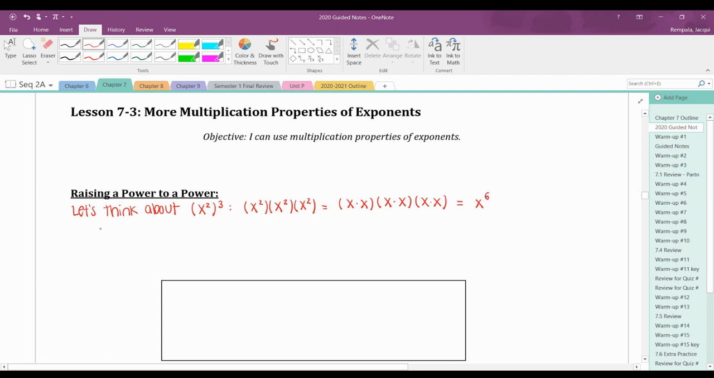So the question is, what did we do with our exponents? We started with exponents of 2 and 3. Our final answer, the exponent turned into a 6. Hopefully we notice that those numbers relate with multiplication. 2 times 3 gets us 6. So what did we do? We multiplied.